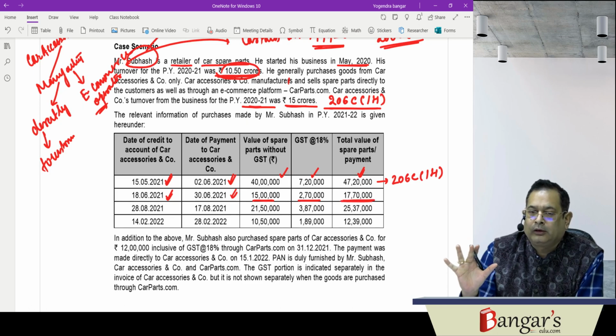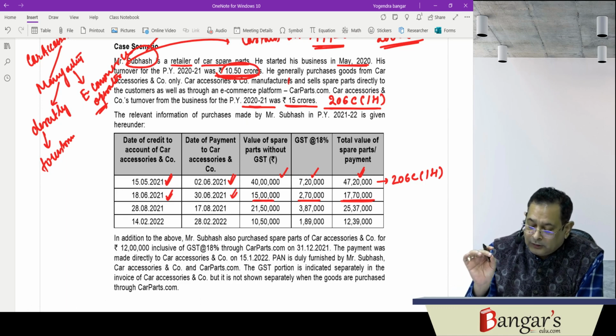Now in this particular case, under 206C(1H), a circular has been issued that tax will be required to be collected at source by the seller, at the rate of 0.1% on the amount exceeding rupees 50 lakhs. Now this amount exceeding 50 lakhs will include the GST element. On the GST element also, tax will be required to be collected at source, irrespective of whether the GST element is shown separately in the invoice or not.